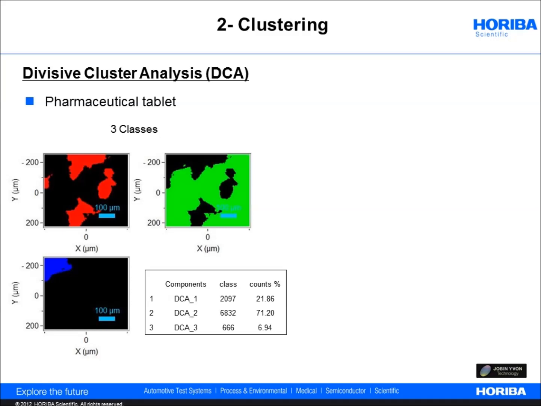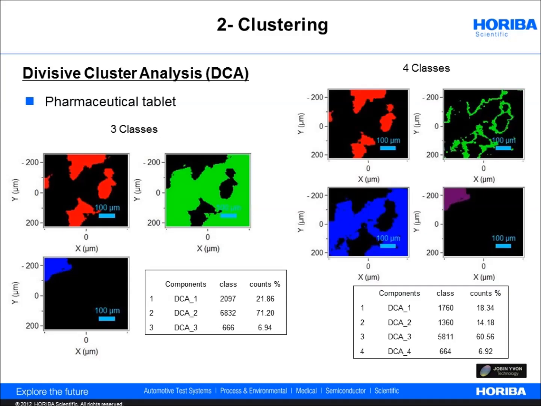The statistics table accompanying the maps displays the number of pixels or spectra included in each class. Please be aware that these values cannot be used for quantitative purposes, although they may give interesting semi-quantitative information about the composition of the sample.